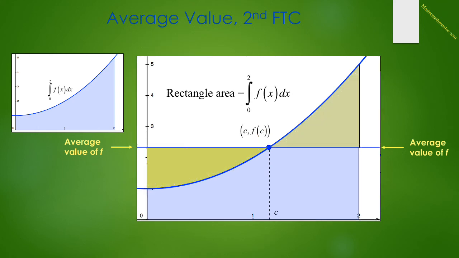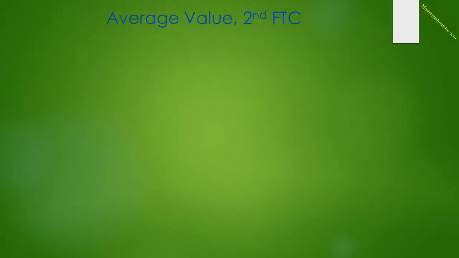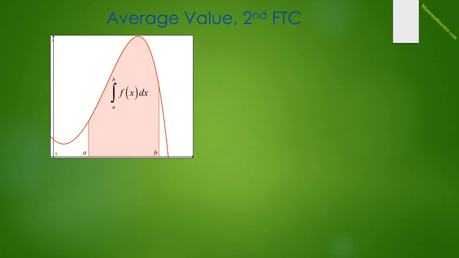In order for the area under the function f and the area of the rectangle to be the same, the two green areas, first between the average value of f, and the second between f and the average value of f, must be the same. So speaking in general, we have a continuous graph of f of x on the interval a to b. Consider the integral from a to b of f of x dx, which is the area under the curve.